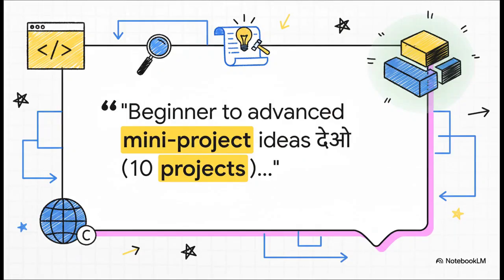And here's the real proof that this is all about action. Check this out. Prompt number 27 doesn't just ask for a definition. It directly asks the AI to generate 10 mini project ideas, complete with features and the steps you need to build them. It's designed to get you building things right away.